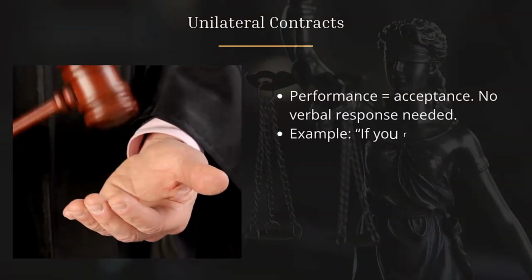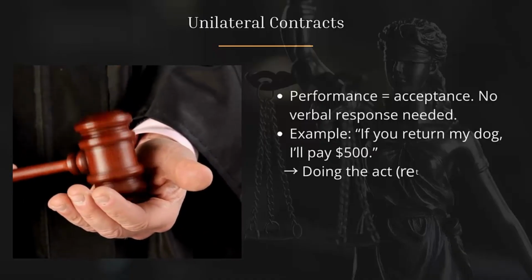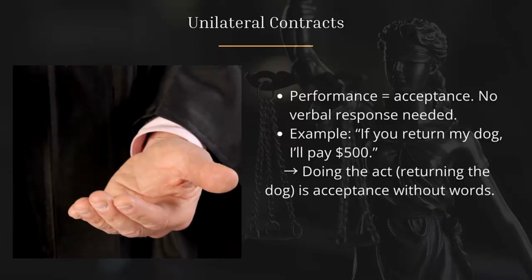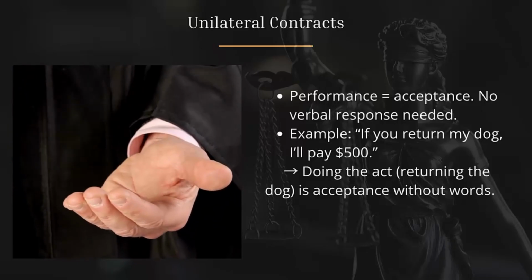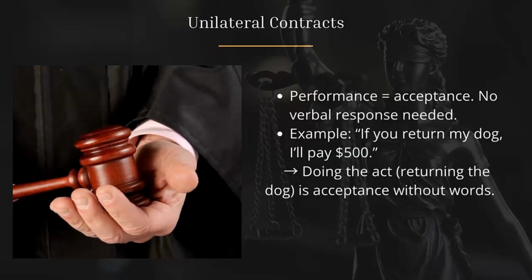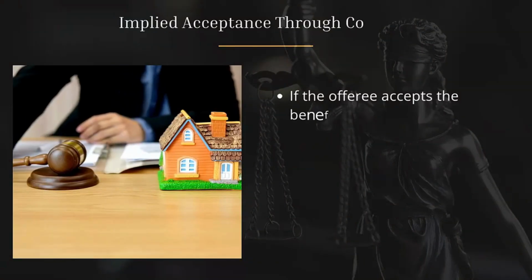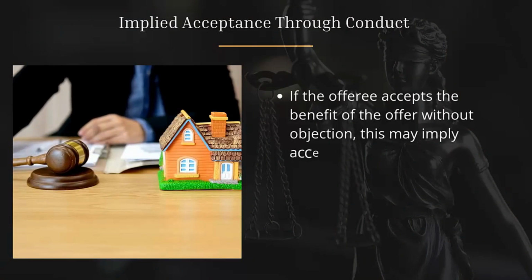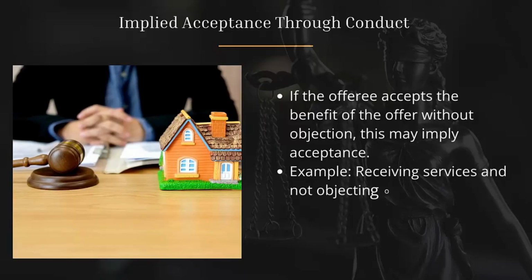3. Unilateral contracts: performance equals acceptance. No verbal response needed. Example: if you return my dog, I'll pay $500. Doing the act is acceptance without words. 4. Implied acceptance through conduct. If the offeree accepts the benefit of the offer without objection, this may imply acceptance. Example: receiving services and not objecting or refusing payment afterward.